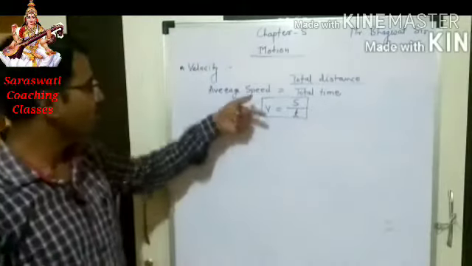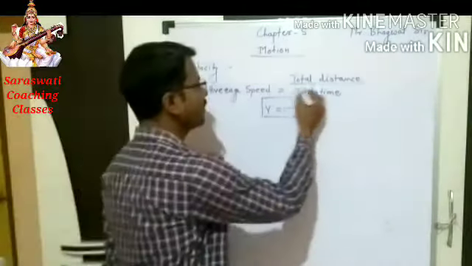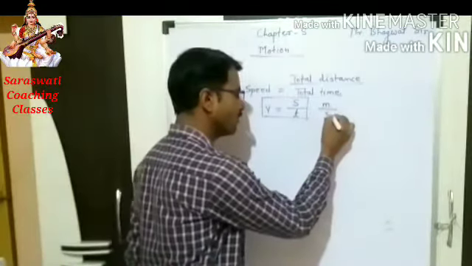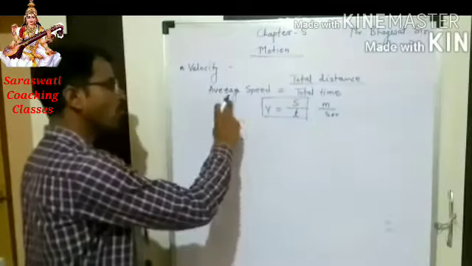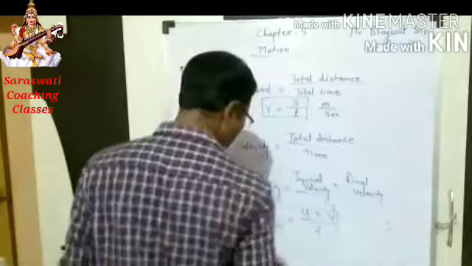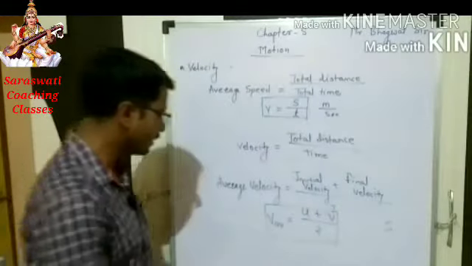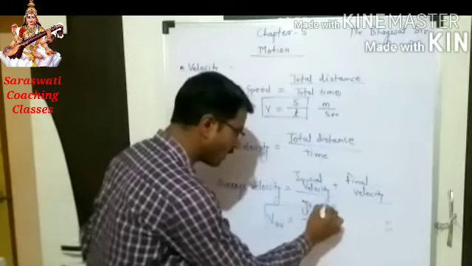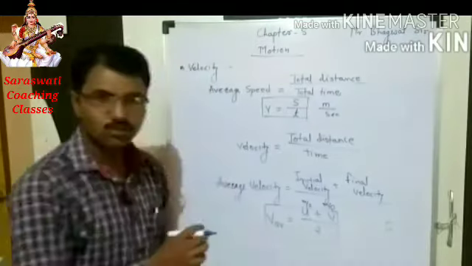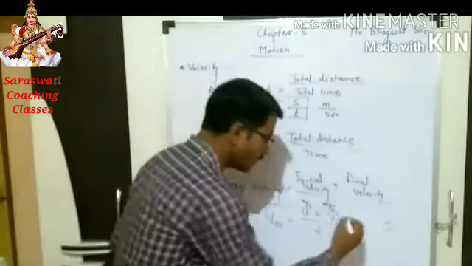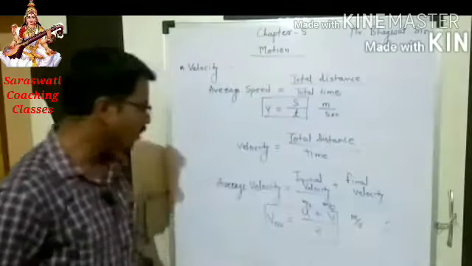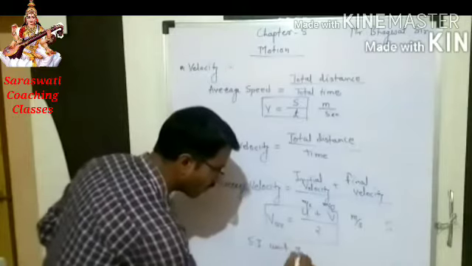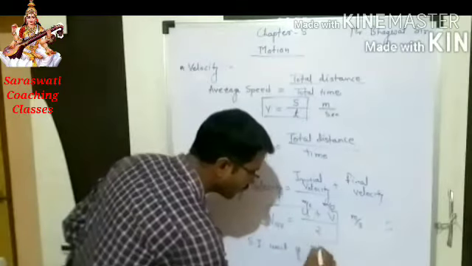We have obtained the unit for speed: the distance traveled measured in meter divided by time required measured in second. Therefore, the SI unit for average speed is meter per second. The SI unit of average velocity is here. The unit of initial velocity is meter per second. Unit of final velocity is meter per second. When we add these two quantities, the unit will remain the same, meter per second. Therefore, the SI unit of average velocity is meter per second.